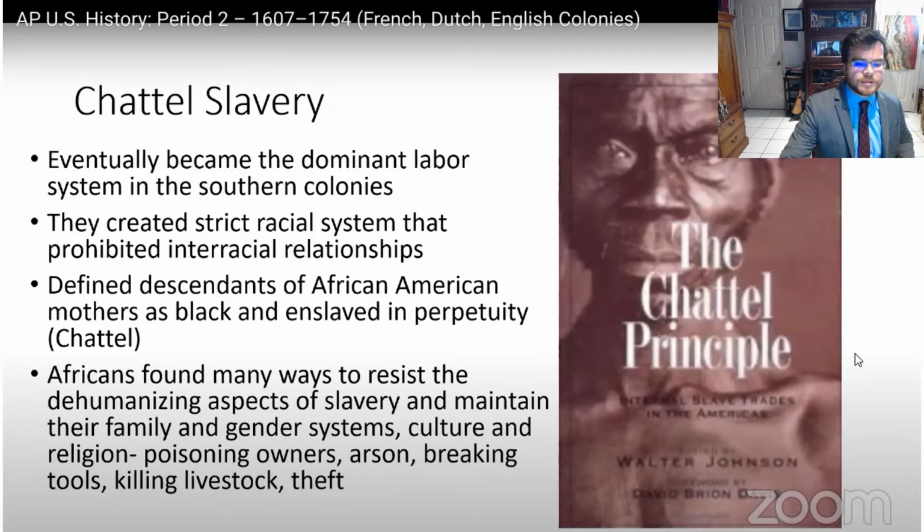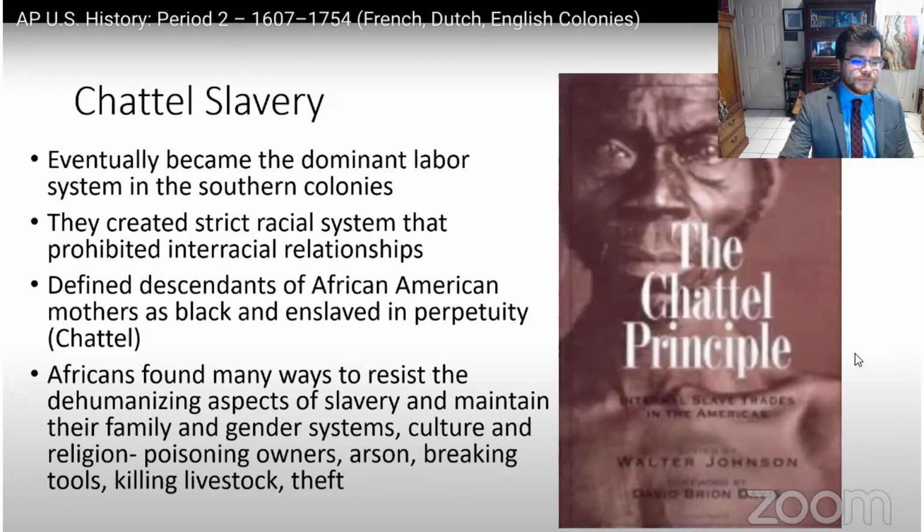They created strict racial systems that prohibited interracial relationships. So these are going to be the slave codes, and that's why this is so important. You can link it to period 5, link it to period 6 with contextualization or complexity in regards to, well, after Civil War and Reconstruction, we have the black codes. Just change the name of slave to black, and there you go. Same thing. It's going to dictate the way society controls the lives of these minority groups.